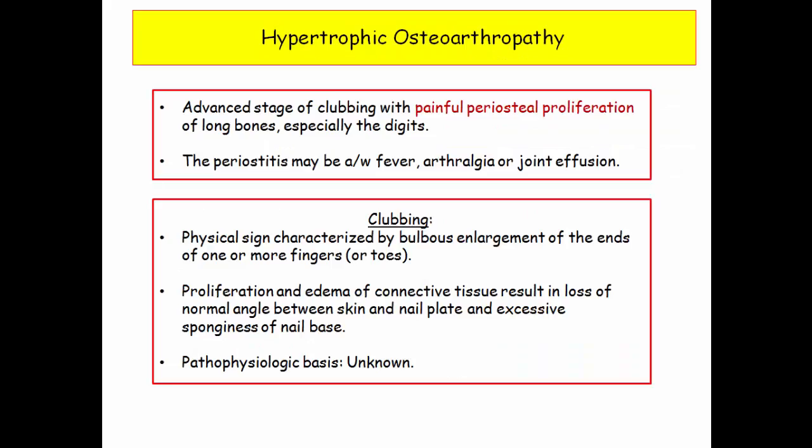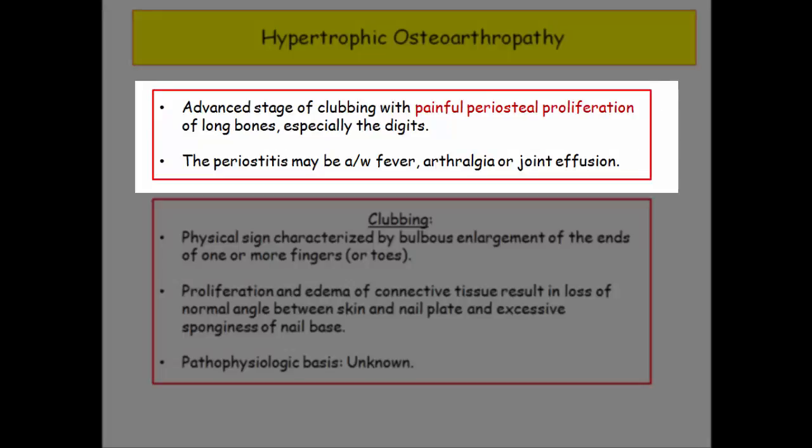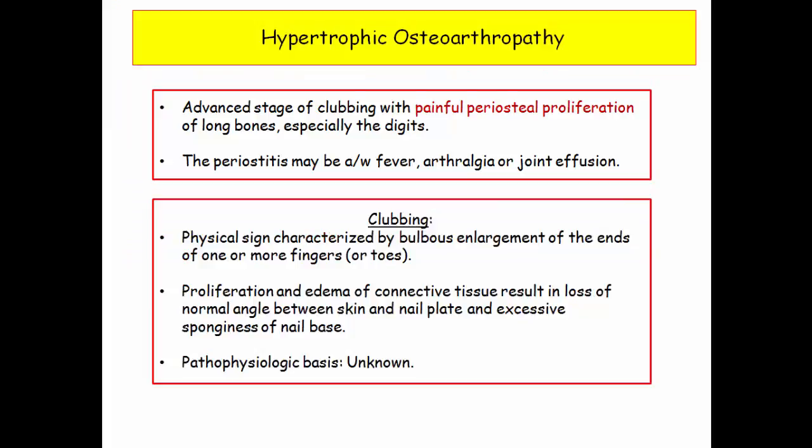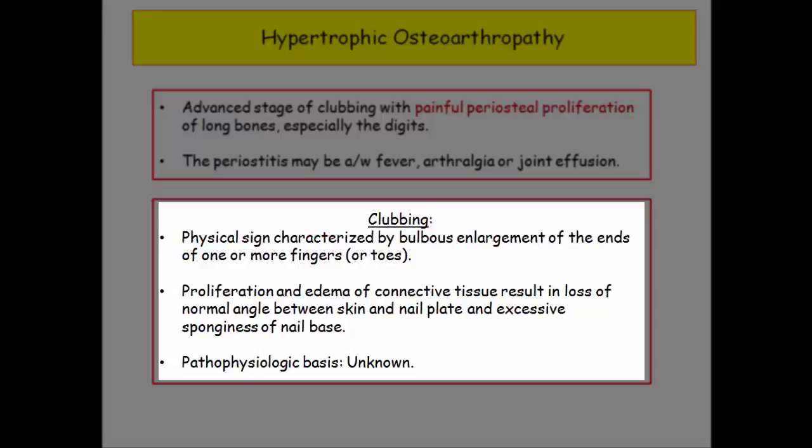Let's start with a definition. What is hypertrophic osteoarthropathy? It represents an advanced stage of clubbing with painful periosteal proliferation of long and/or tubular bones, especially the digits. And while we're in the neighborhood, what is clubbing? Clubbing is a physical exam finding of unknown cause. There are a number of disease associations, including lung cancer, lung disease, and cyanotic heart diseases, but these are not the causes. They're simply associations.